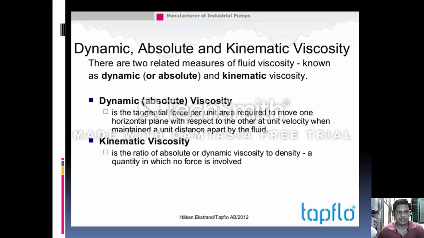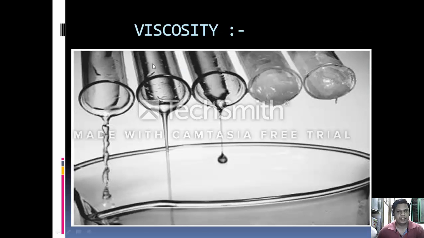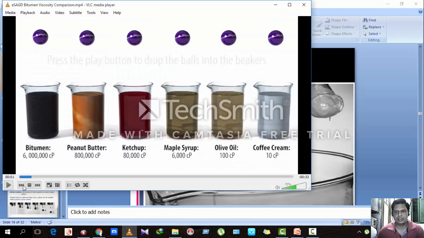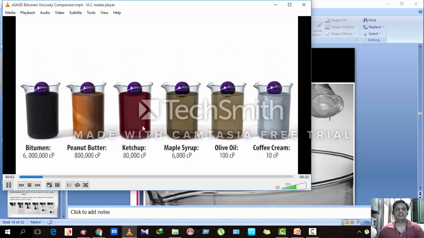What is meant by kinematic viscosity? First, in this image you can see the viscosity of different liquids. This fluid has low viscosity. If you consider this liquid, it has higher viscosity. You can see this video. If you take bitumen, peanut butter, ketchup, maple syrup, olive oil, and throw a ball, you can see bitumen has a higher viscosity than the coffee cream.